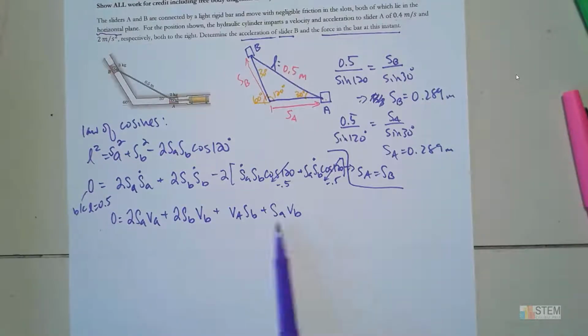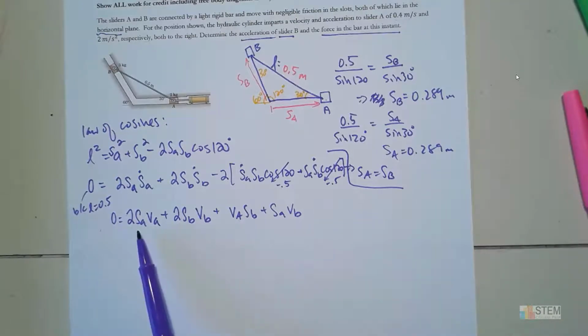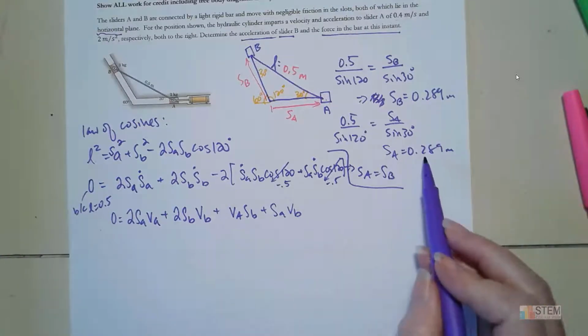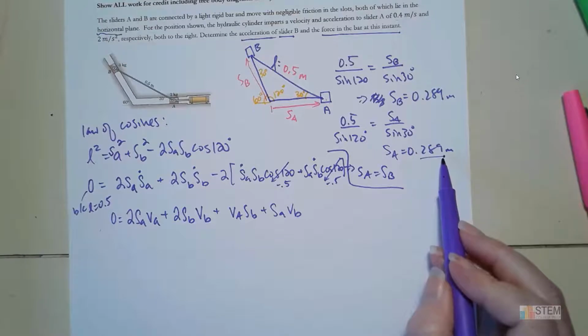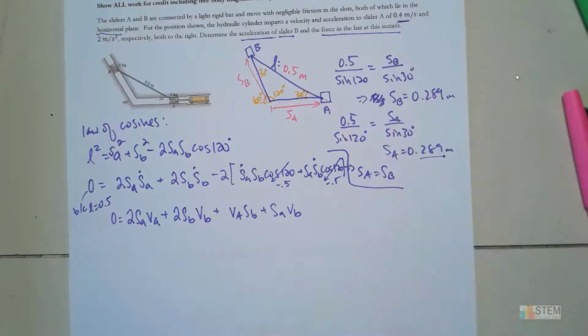Now what I'm looking for here is the acceleration of slider B, right? It's not in here yet, but I'm going to use the velocity of B to find the acceleration. So we need to solve this for VB. So let's look at our values here. SA, I know what that is from right here. So we're going to plug that in. VA was given as 0.4.